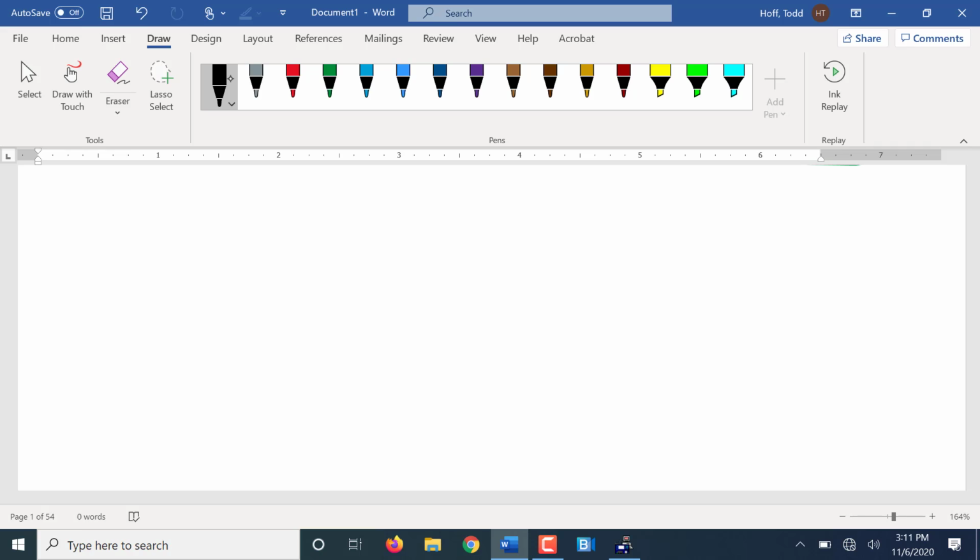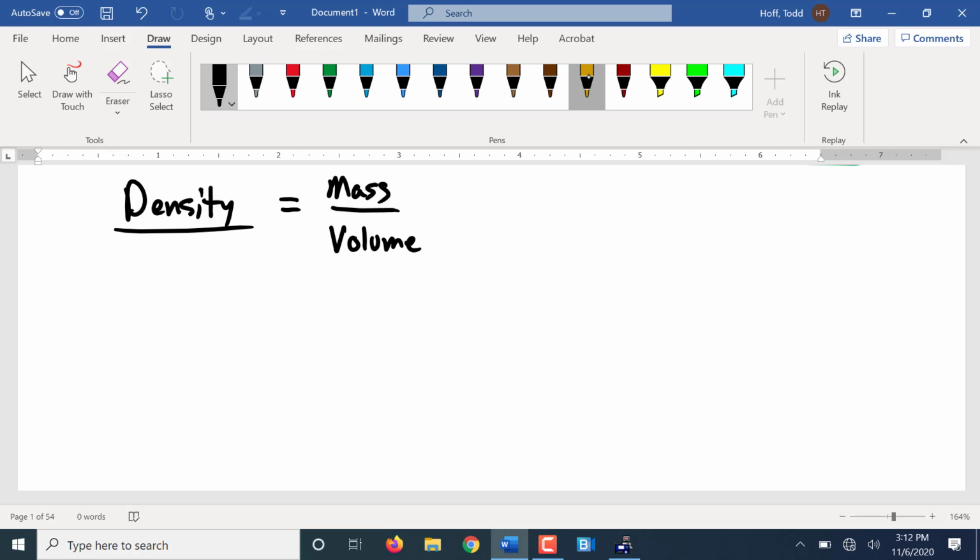A concept that works along with volume is density. Density is the amount of matter in a unit of volume. The way we measure the amount of matter is called the mass. A common expression of density, for example, wood has a density depending on the species anywhere from 29 to about 65 pounds per cubic foot.